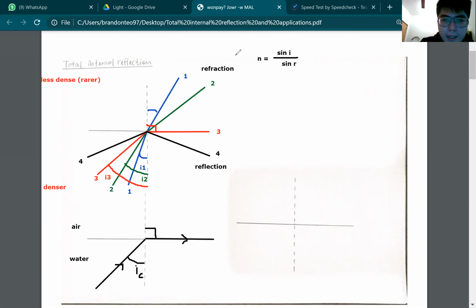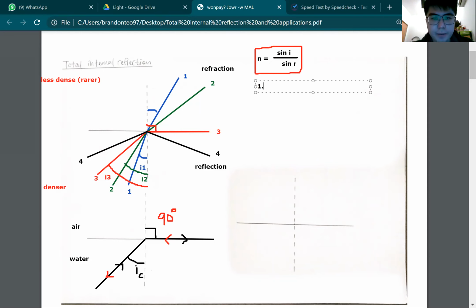Now, applying the formula n equals sine I over sine R, let's calculate the critical angle of water. So this is 90 degrees. If you still remember the principle of reversibility, I can reverse this arrow. Instead of going out from water, I say it is coming from the air and entering the water. I reverse the arrow just for the sake of calculation, because I must make sure the incident ray goes from air into the other medium. So I apply reversibility.